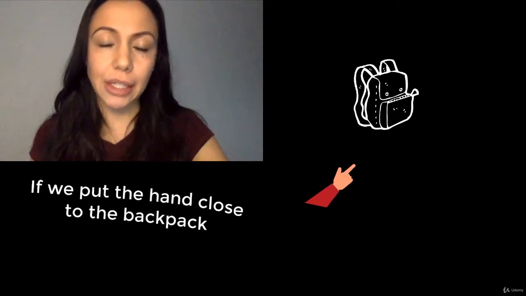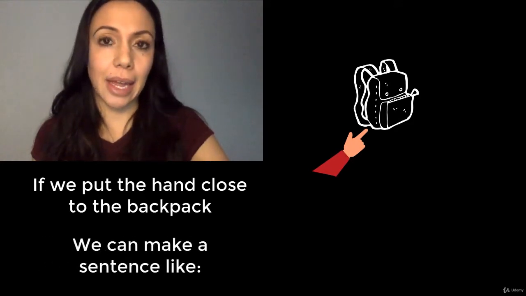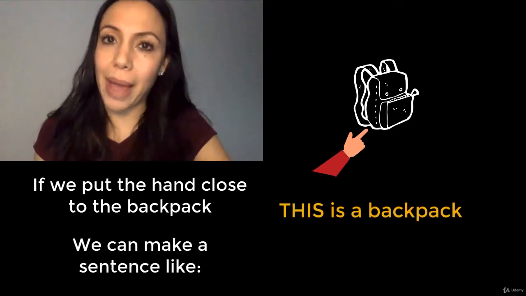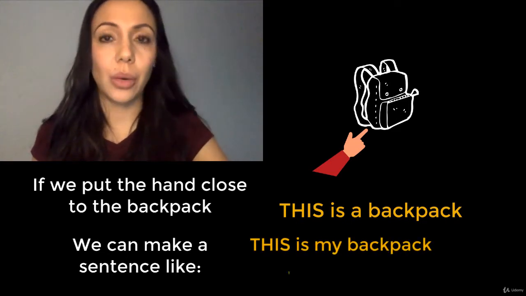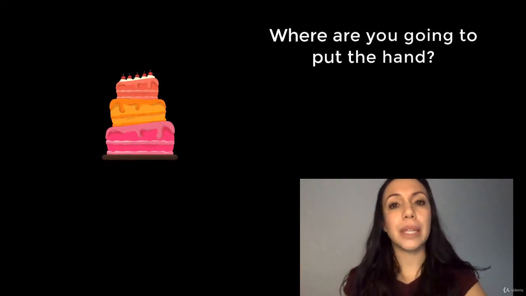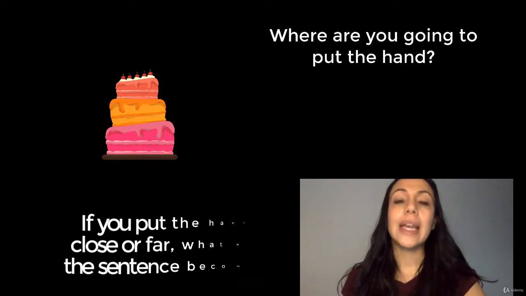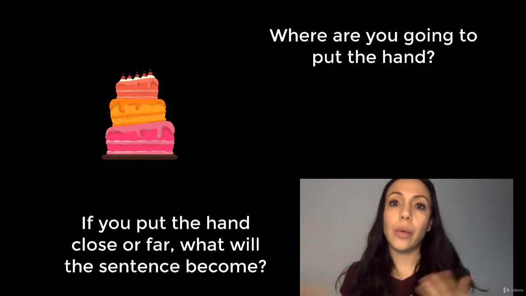If we put the hand close to the backpack, then we can make a sentence like, this is a backpack. Or you can say, this is my backpack, or this is your backpack. Now let's look at this object. A cake. Where are you going to put the hand? And if you put the hand close or far, what will the sentence become?